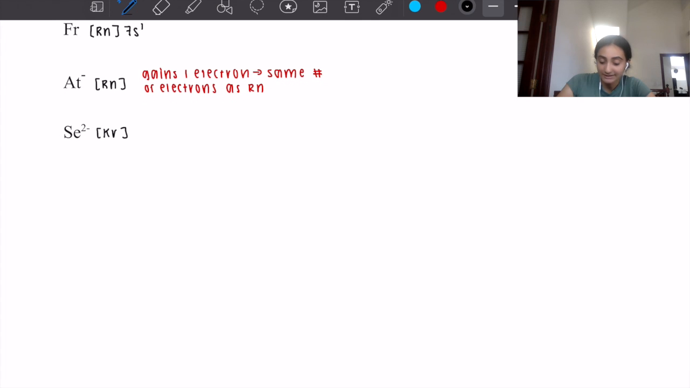Astatine minus gains 1 electron, so it will then have 86 electrons, which is the same amount of electrons as radon. So we can just write the noble gas notation as Rn in brackets. The same thing goes with selenium. It gains 2 electrons to have the same amount of electrons as krypton. So you can just write krypton in brackets.